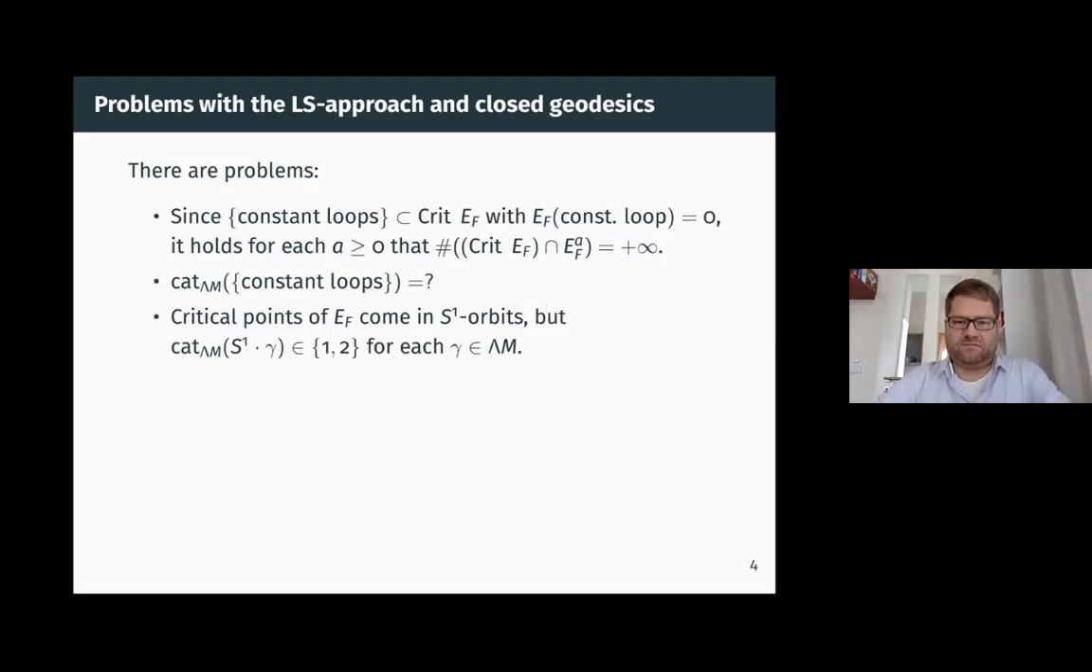And of course, there is this thing that I said, that the critical points come in orbits, but the problem is that such an orbit may have subspace category 1 or 2. So also we don't know how much every orbit is contributing to this counting procedure. So this doesn't really work.